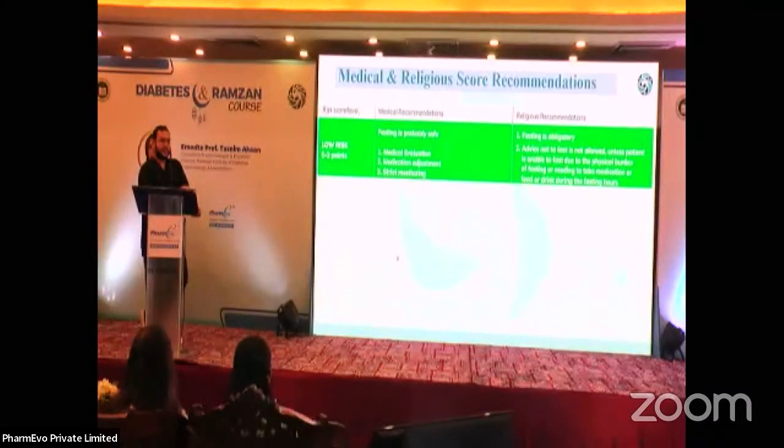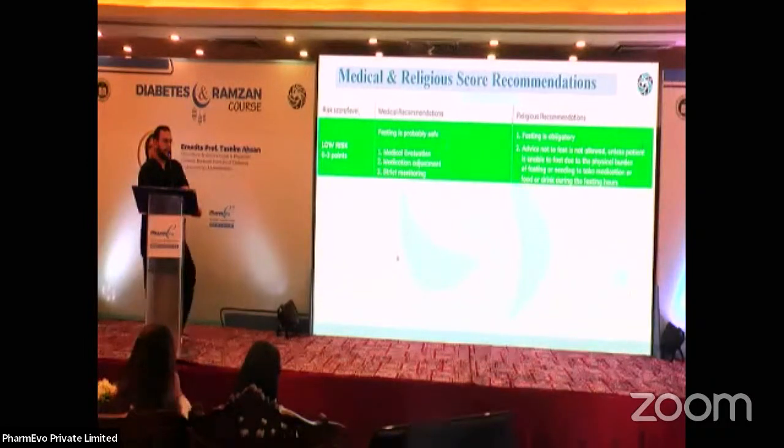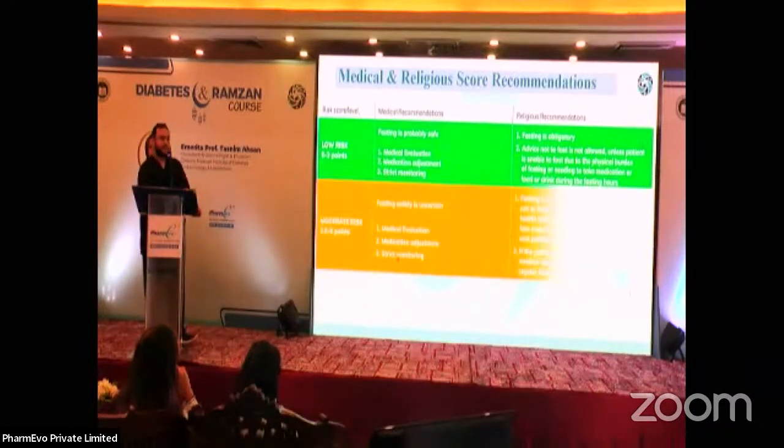And the medical recommendations are that fasting is probably safe for them, but still the patient has to get medically evaluated, has to get medications adjusted, and strict monitoring of blood sugars should still be done. And the religious recommendations are also the same, that fasting is obligatory for them, except for the conditions in which they cannot take the physical burden of fasting, or they have to take some necessary medications during the daytime.